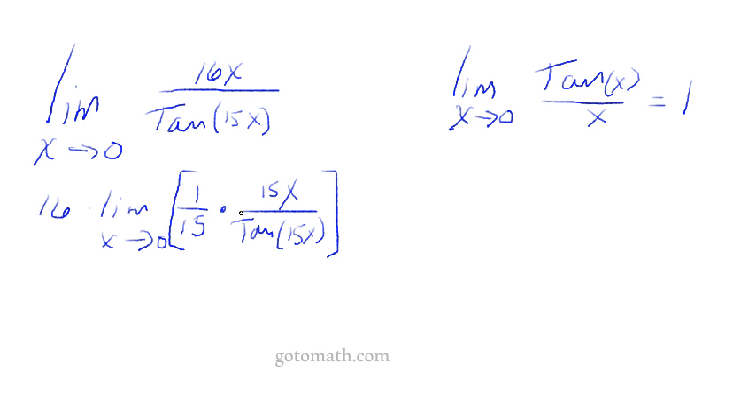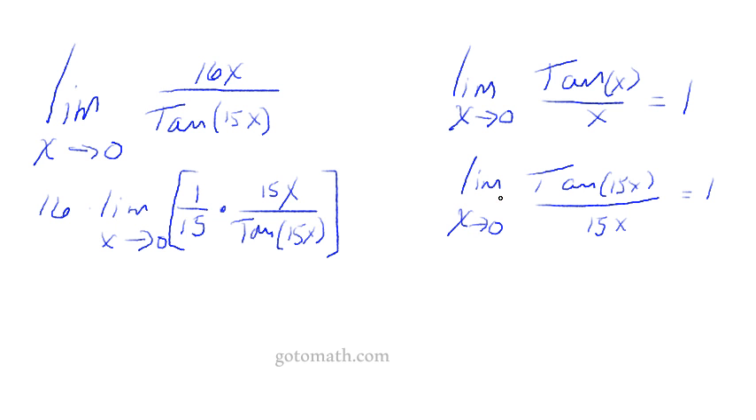Alright, wait a minute, what's going on? Yeah, I took the 16 and brought it out front, then I put 1 over 15 here and I put a 15 up here. Now we're going to use this fact right here. Also, if we have the limit as x approaches 0, since this number is the same as this number, then it should also be true that the reciprocal limit is 1. That is true also. Okay?